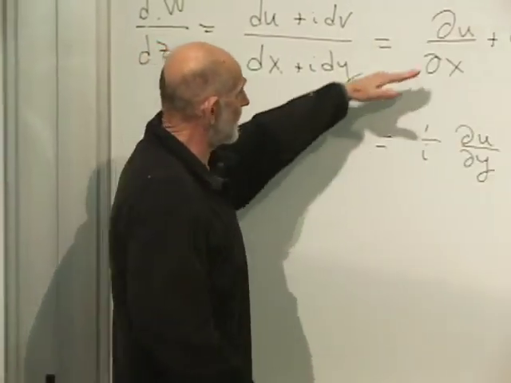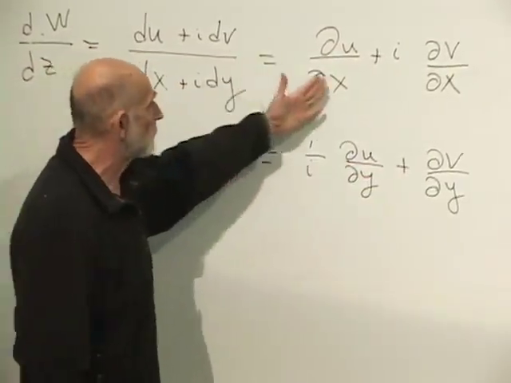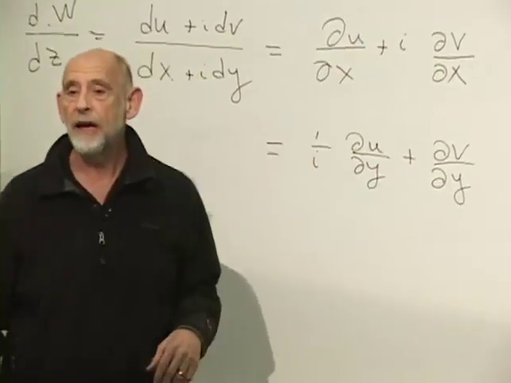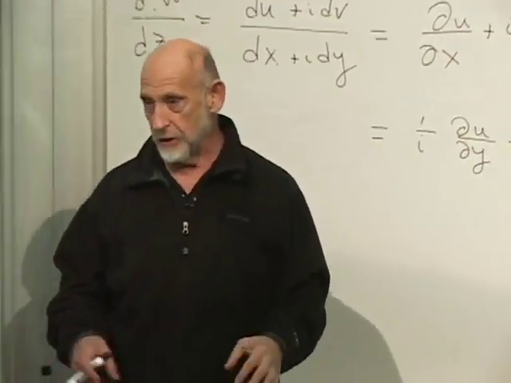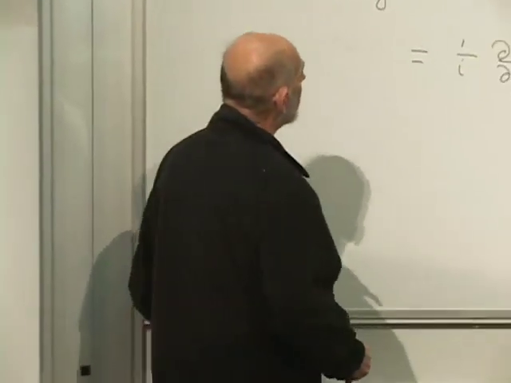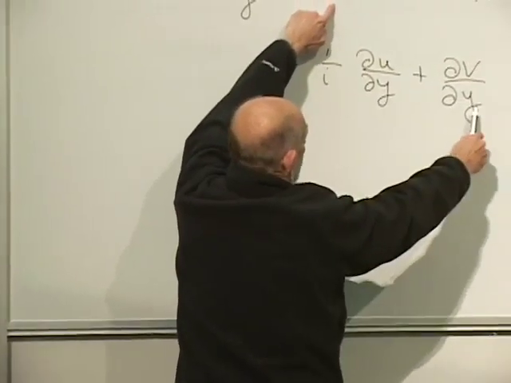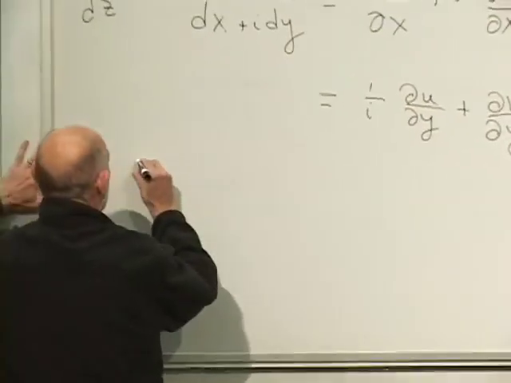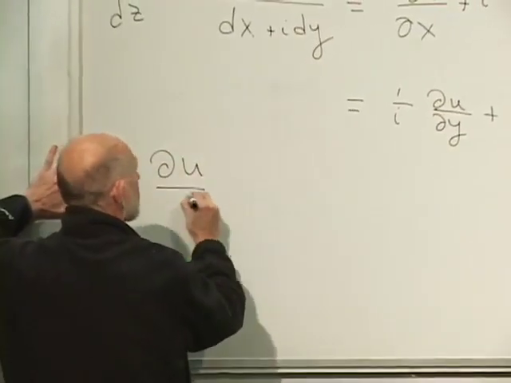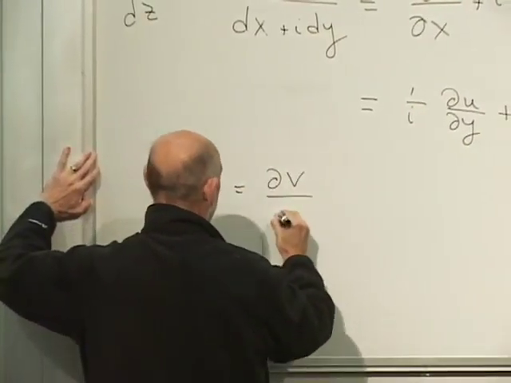Okay? Now, so let's take the real and imaginary part. Whenever you have an equation that involves real and imaginary parts, it really stands for two equations, equating the real part and equating the imaginary part. So let's start with the real part. Here's a real part. That's got to equal this. du by dx must equal dv by dy.